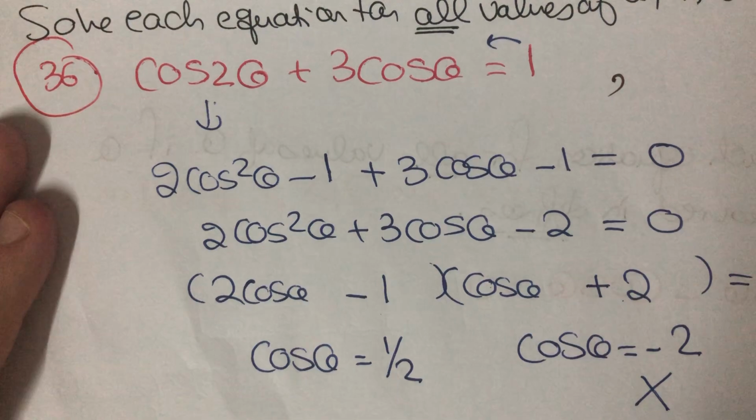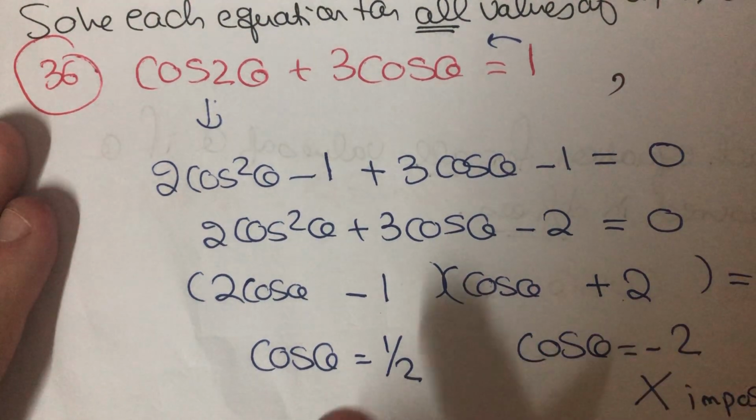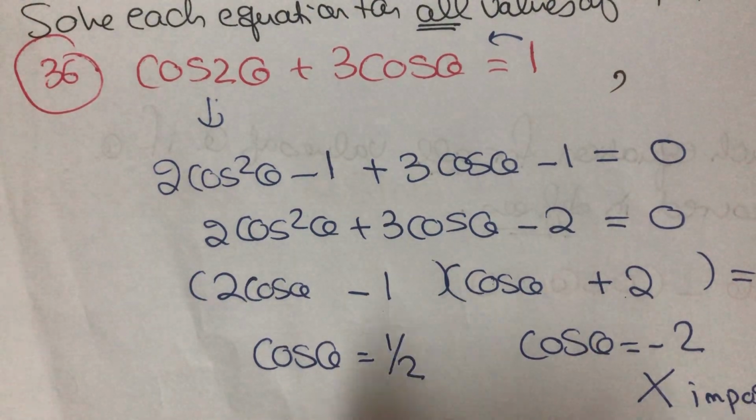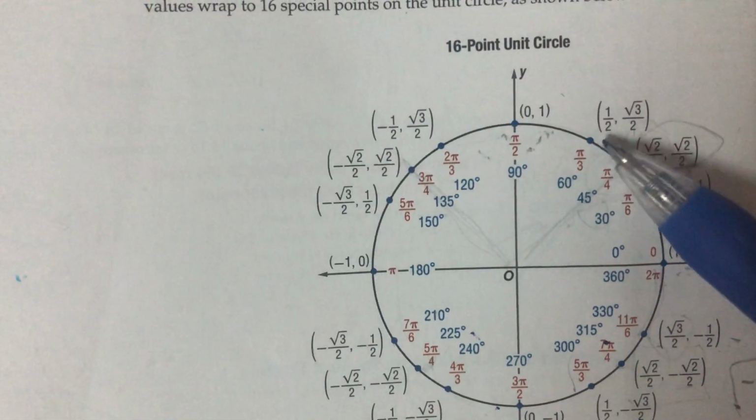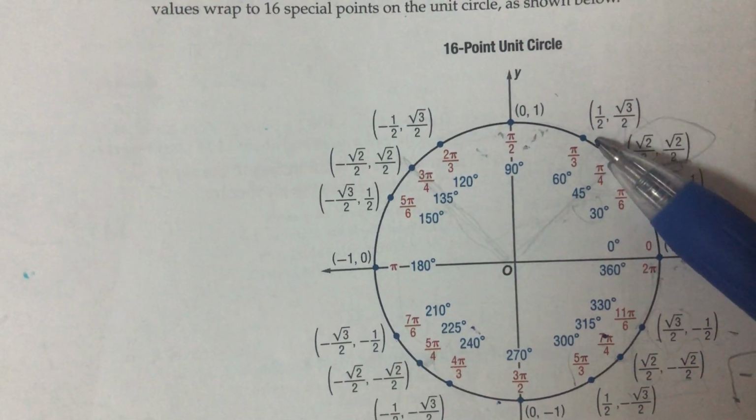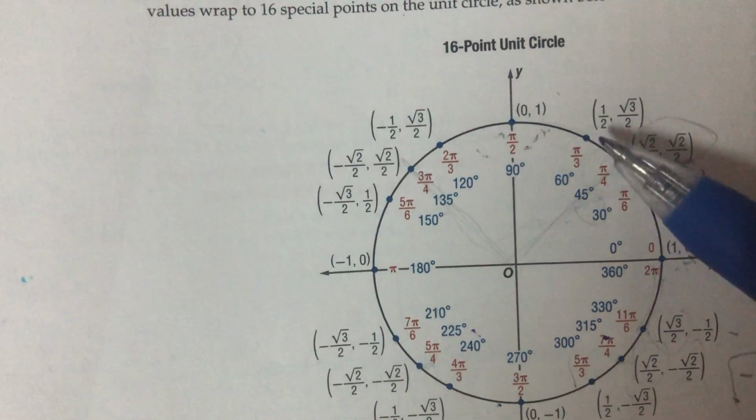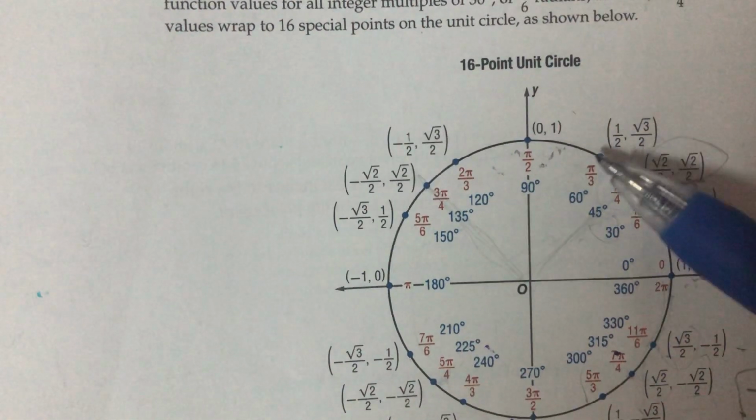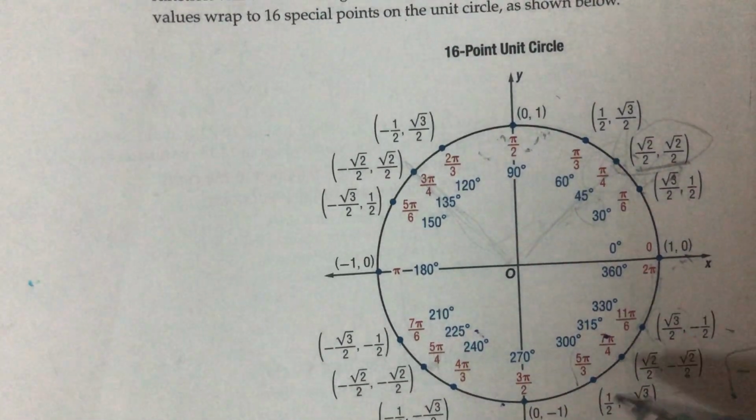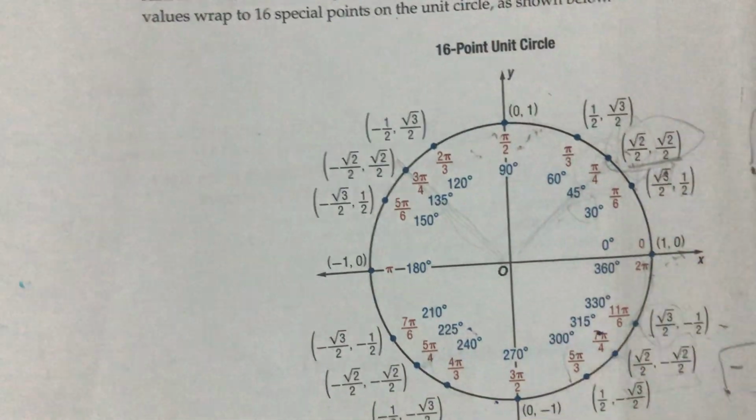This would never happen, it's impossible. And when is cosine theta equal to half? Cosine theta is equal to half at pi over 3, and cosine theta is equal to half at 5 pi over 3. It's pi over 3 plus 2n pi, plus or minus 2n pi. n is just an integer. 5 pi over 3 plus 2n pi, and so on.